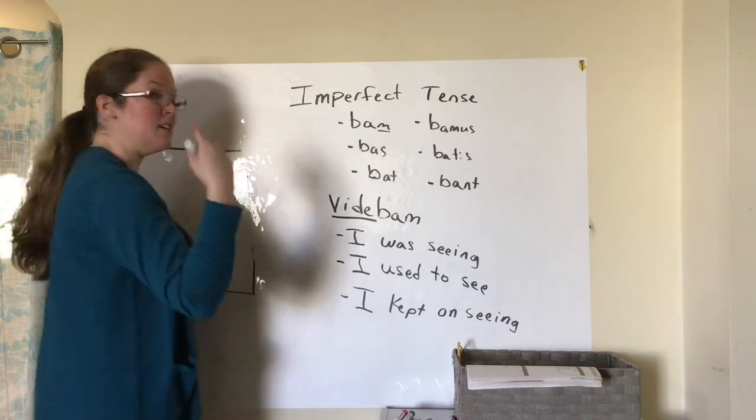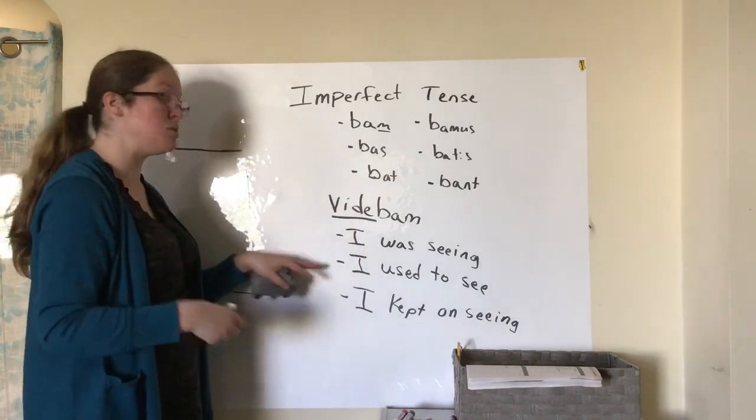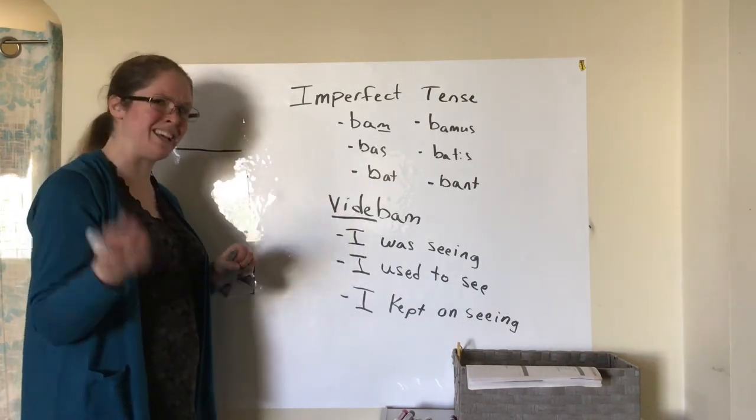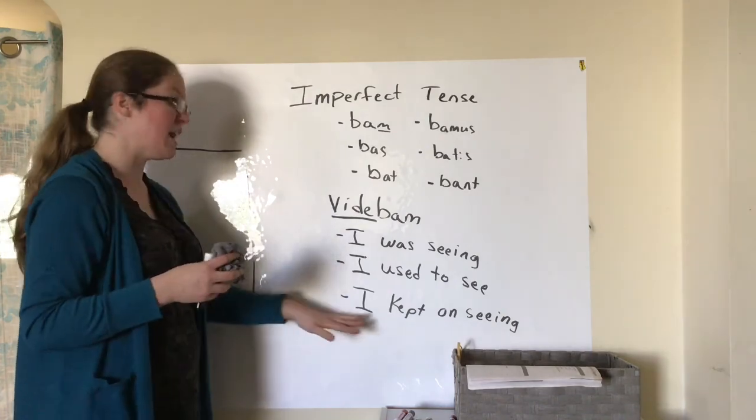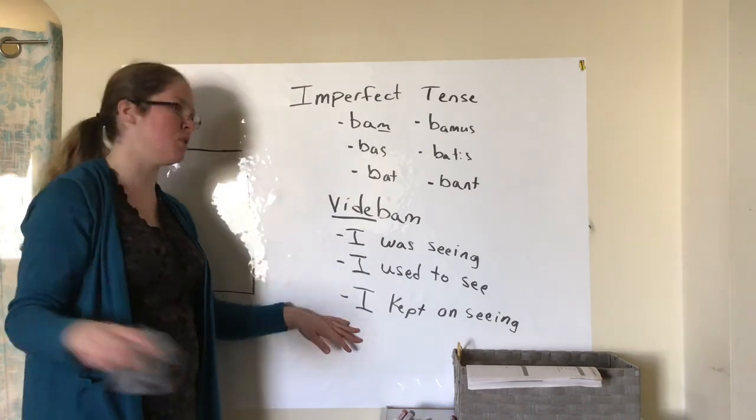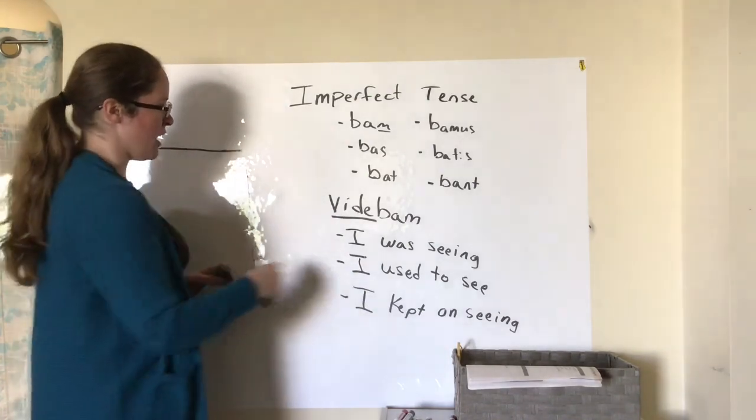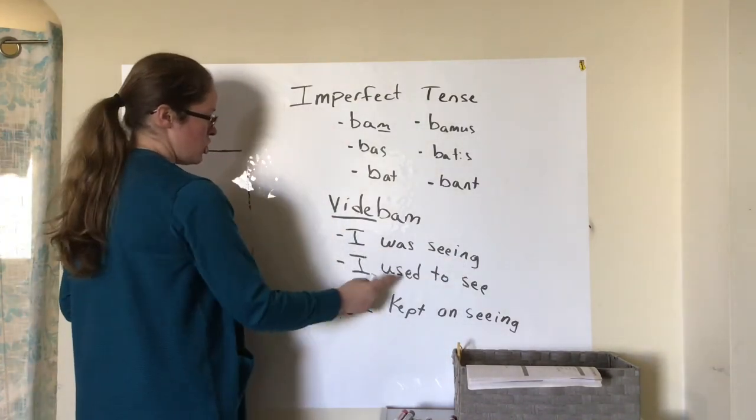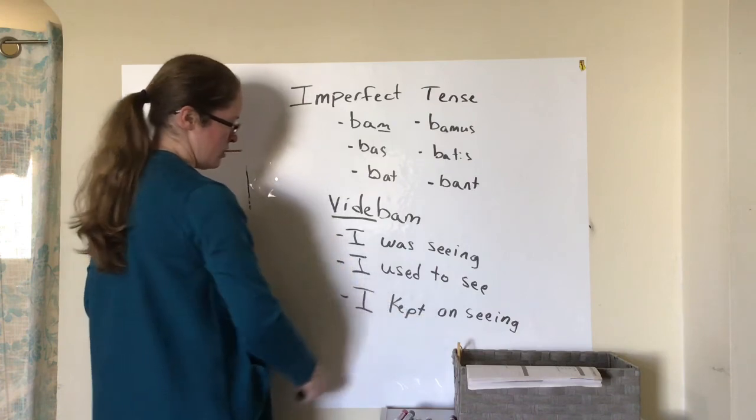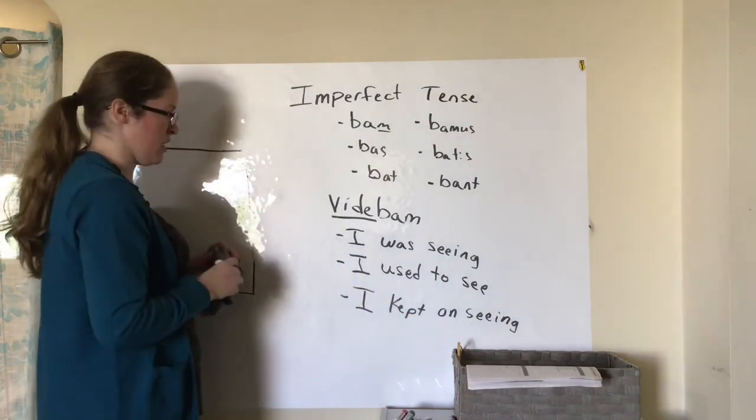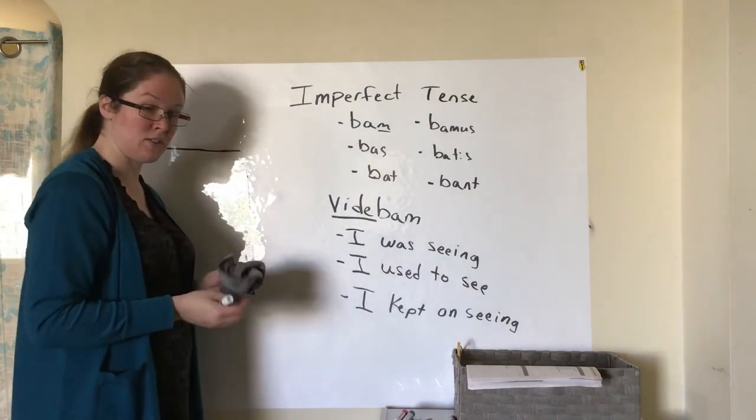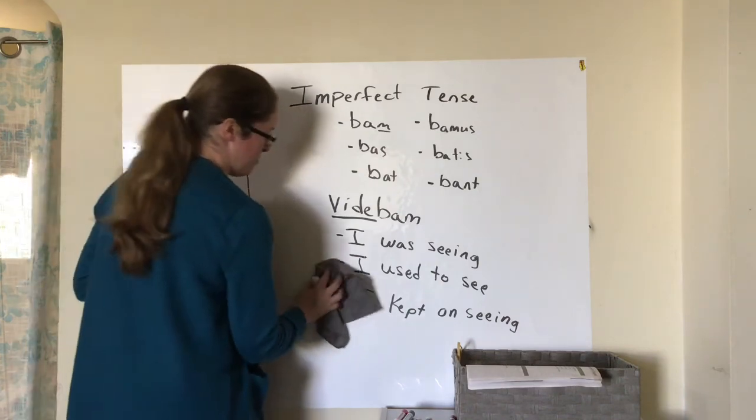So I was seeing him, it was going on and on. I used to see him, that implies it was like a habit multiple times. I kept on seeing him, like I saw him once and then I saw him again and then I saw him again. Okay, so these are the 3 ways. I was, ing, used to, and kept on. So those are kind of your key words there for the imperfect tense. Let's do some more examples with the imperfect tense.